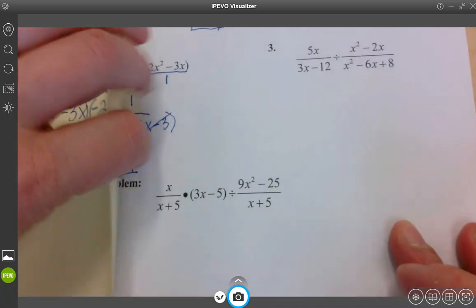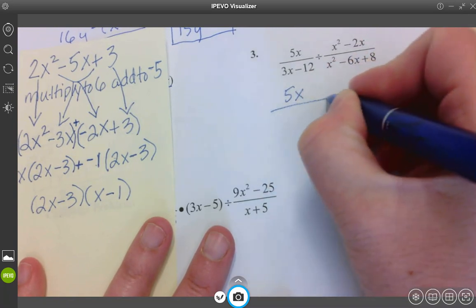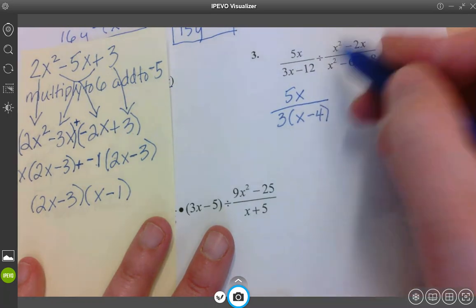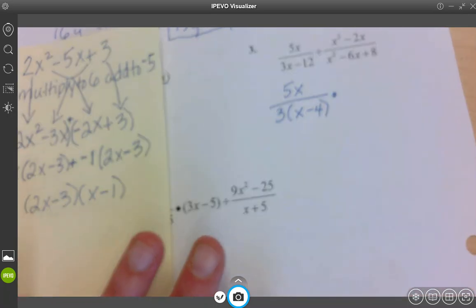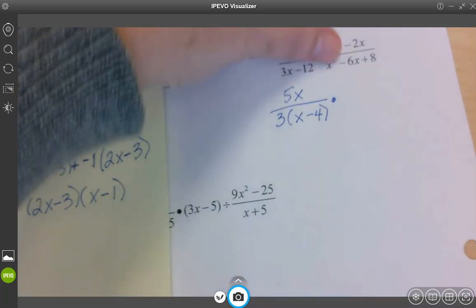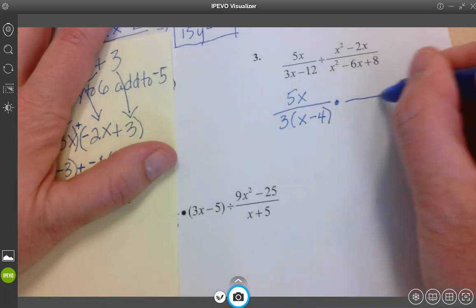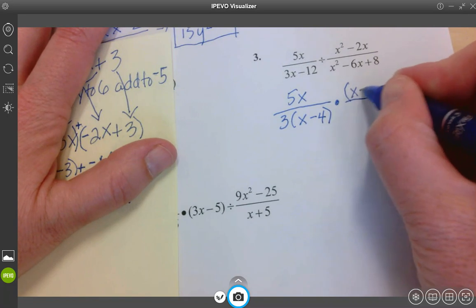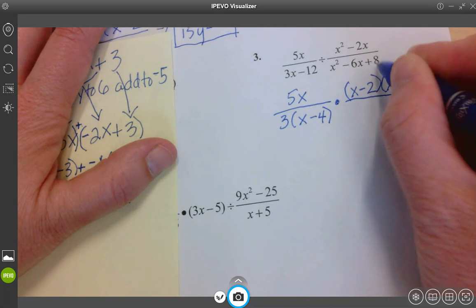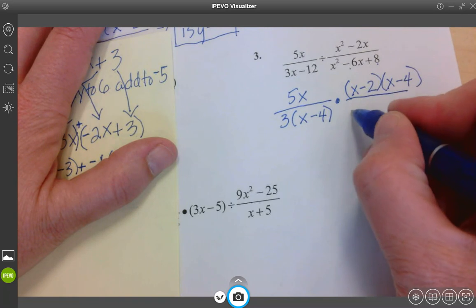All right, let's see if I can catch up to you all. So 5x was on the top. On the bottom, I saw you factor out the 3. Change your divide to multiply. And then remember that we're flipping the second fraction. So the factors of x squared minus 6x plus 8 go on the top. All right, so negative 2 times negative 4 gives you positive 8 and adds to negative 6. And then this one we can factor out x.